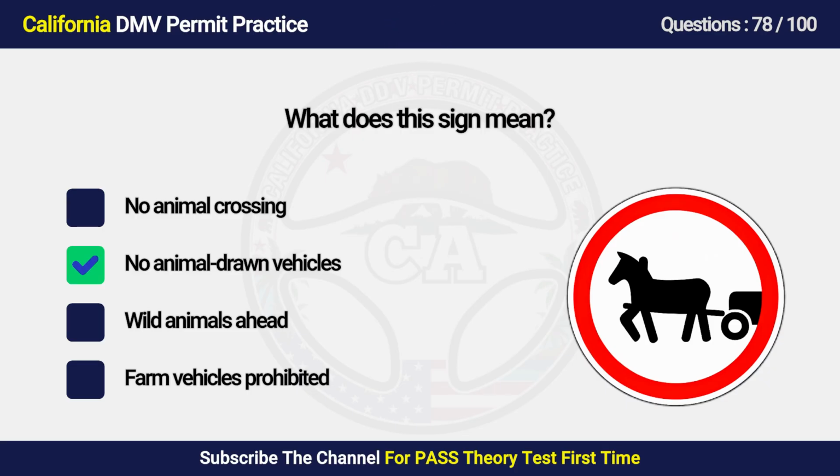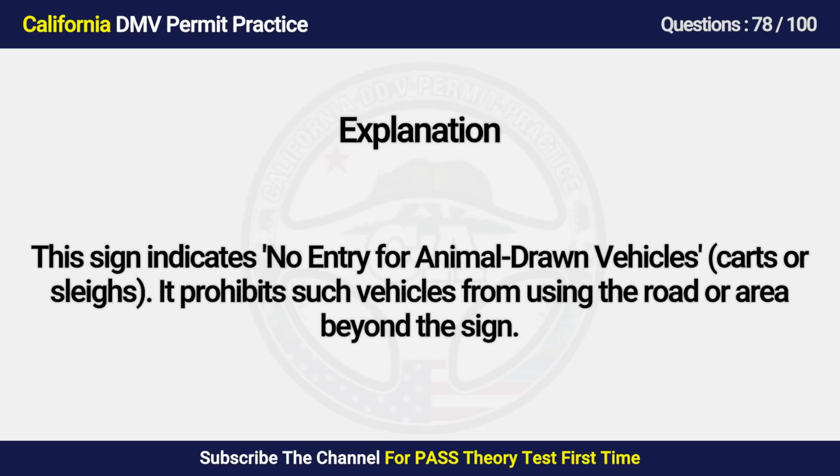Answer is B. No vehicles. This sign indicates no entry for vehicles, carts, or sleighs. It prohibits such vehicles from using the road or area beyond the sign.